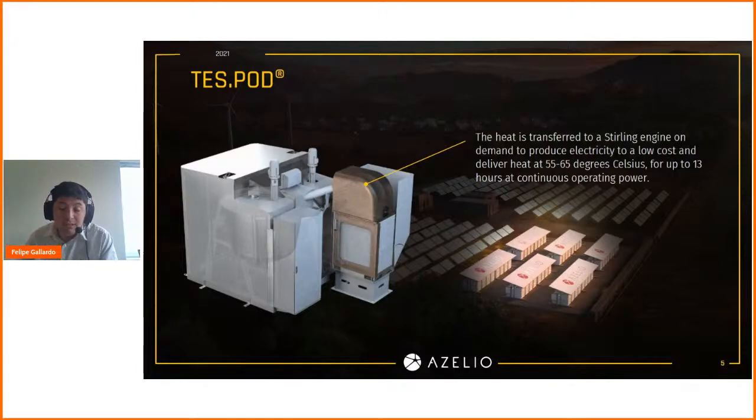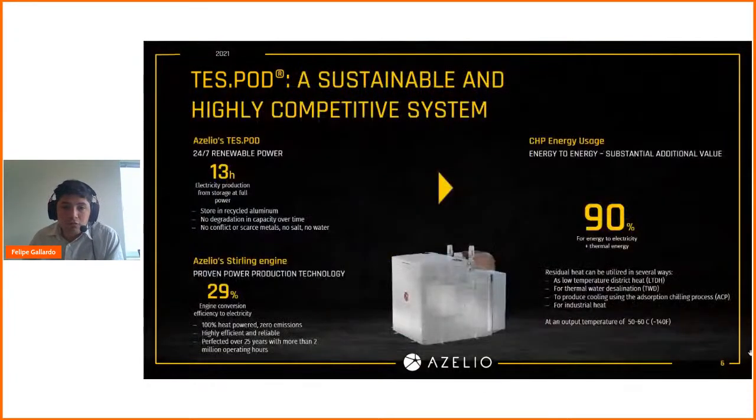We produce electricity, and simultaneously we can produce as well heat. So our solution is really a CHP solution, in the sense that we can provide this low temperature heat that is coming from the cooling of the engine. So we can provide between 50 and 60 Celsius degrees while we are producing electricity, which comes very handy for some clients and can really improve the economics of the solution.